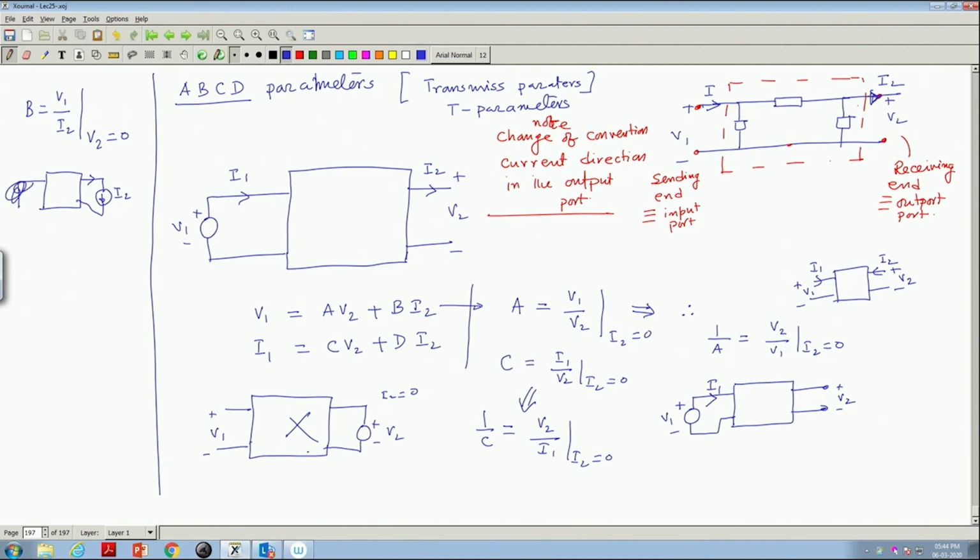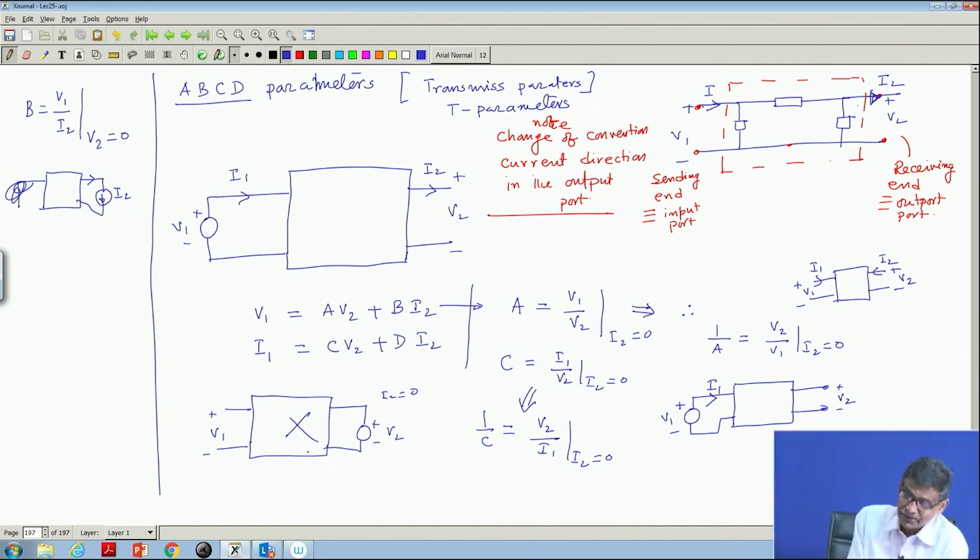So, here once again a confrontation comes. You are connecting a current source of known value I 2 between these 2 points, and I am not sure whether this voltage will become 0 automatically. It is difficult to achieve. So, what I will say then is 1 over B, the same equation, gets reciprocated: I 2 by V 1 with V 2 equal to 0.